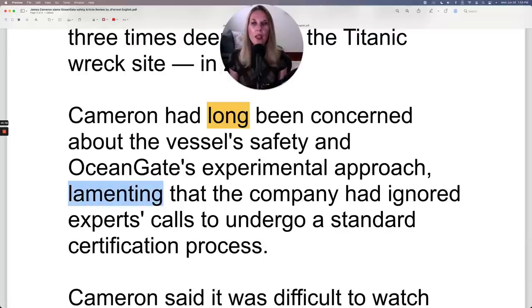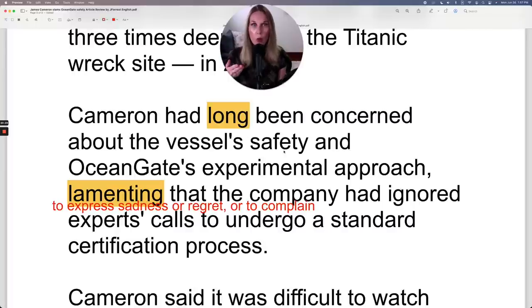Let's take a look at lamenting. When you lament about something, it means you express sadness or regret about that something. But this word to lament is also used when you complain about something. So I could say, she spent all afternoon lamenting about her boss's behavior. So that sounds to me like she was complaining about her boss's behavior. Although depending on context, it could mean express sadness or regret.